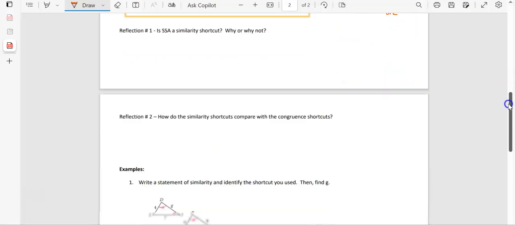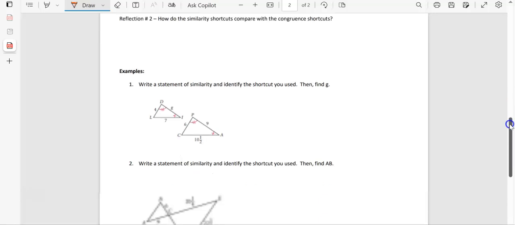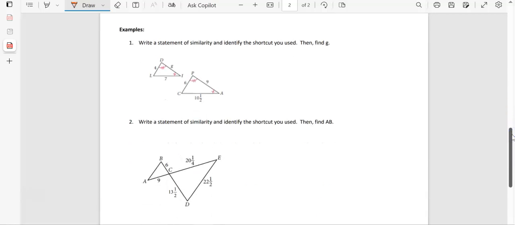And again, how did the similarity shortcuts compare with the congruent shortcuts? Essentially, all the congruent shortcuts are also similarity shortcuts, and then we added angle, angle because that produces a dilation. Doesn't produce similarity. All right, so write a statement of similarity and identify the shortcut you used.